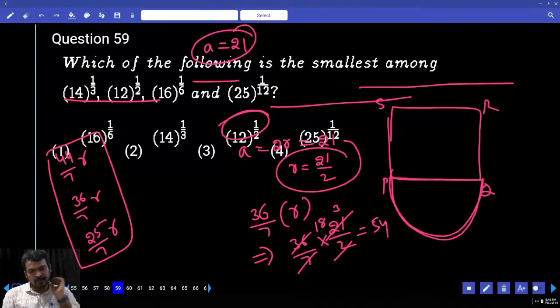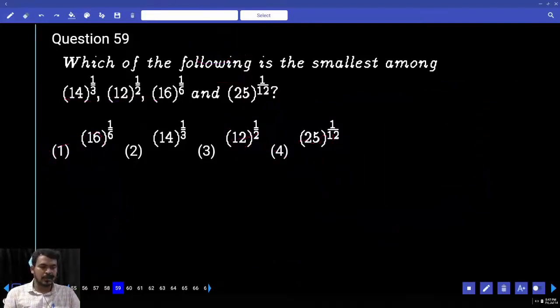Next, question number 59. Which of the following is the smallest among the given values, sir? Okay. First, what are the powers here? 1 by 3, 1 by 2, 1 by 6, 1 by 12. First, the powers are given in fractions, sir. Those are converted to integers. Take the LCM of denominators or numerators.